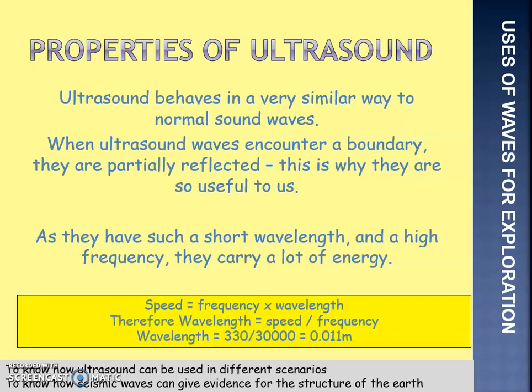Okay, so speed is frequency times wavelength. So we rearrange that. Wavelength is speed divided by frequency. So the wavelength would be 330, which is the speed of sound in air, divided by 30,000, which is the frequency of ultrasound, giving us a wavelength of 0.011 meters.